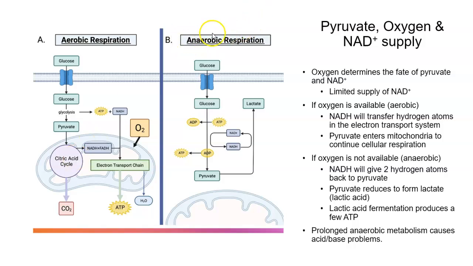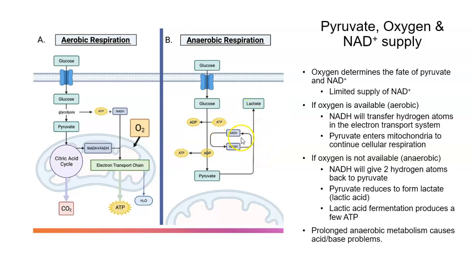Let's go over here to anaerobic respiration. Anaerobic means low or without oxygen. So oxygen is the determining factor here of what happens at the end of glycolysis. So we start out with the same thing. Glucose gets into the cell, we make a little ATP, we pack our suitcase, we end up with pyruvate, but if there's no oxygen present, we can't get into the mitochondria. So this pyruvate is going to be converted to lactic acid.